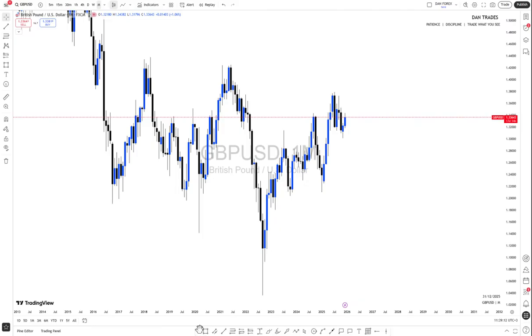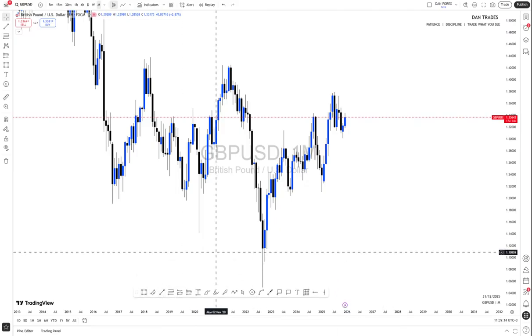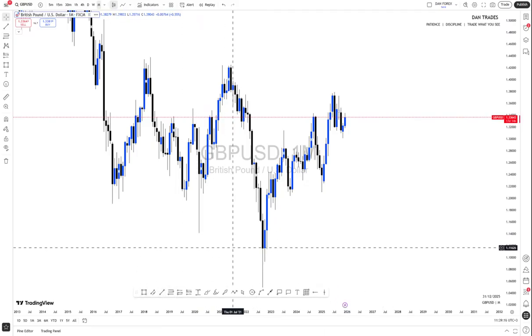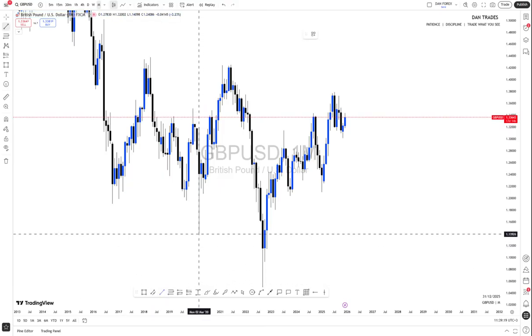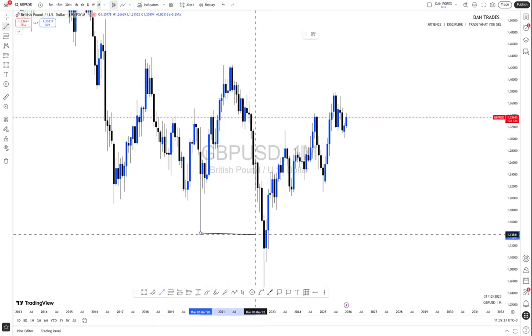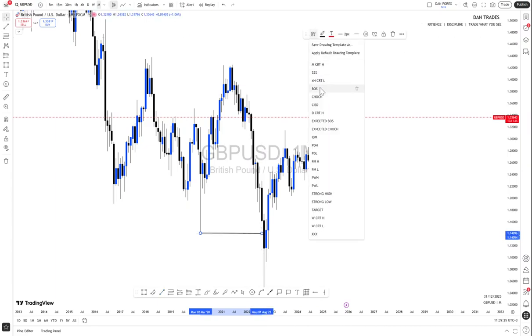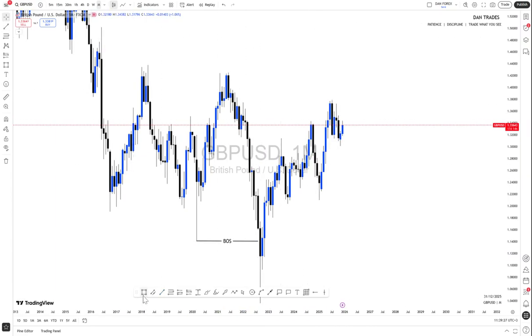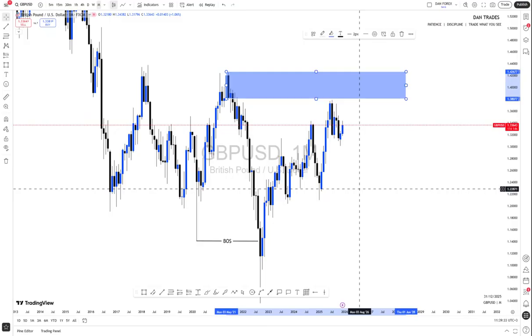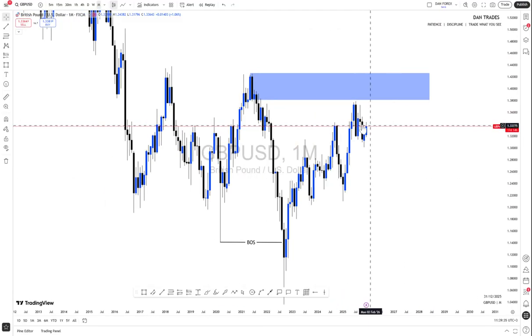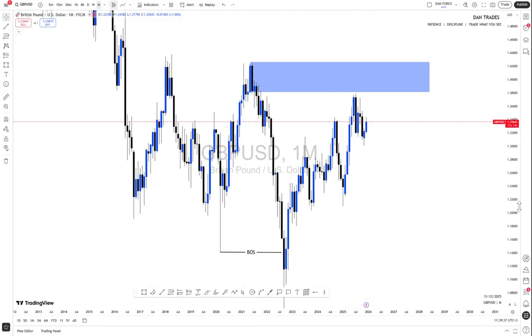So now, on the monthly time frame, I can see that this is the last breakout structure we have, at around this lower low at this A level. So that's a breakout structure, and again we're going to spot the supply zone which caused it. This is the supply zone which caused that breakout structure. Right now we can see that this supply zone has not been mitigated.